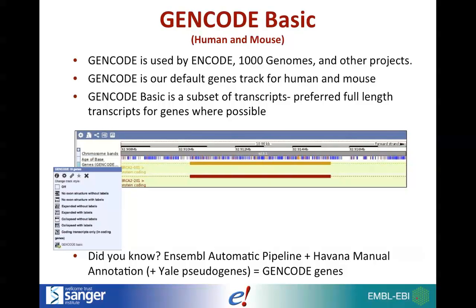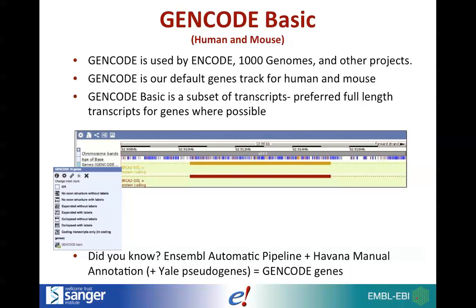Then we have, luckily, Havana, which is a project here at the Wellcome Trust Genome Campus, at the Sanger. They actually do manual annotation, looking at genes on a case-by-case basis, looking back at the EST evidence and literature, and coming up with a transcript set that way. So we merge these two together. If Ensembl and Havana got exactly the same transcript, you will see a gold transcript. That's why I mentioned before that our gold ones are highest quality, because they reflect the best evidence out there in life science databases. So the GENCODE genes are Ensembl, Havana, and then Yale pseudogenes as well.